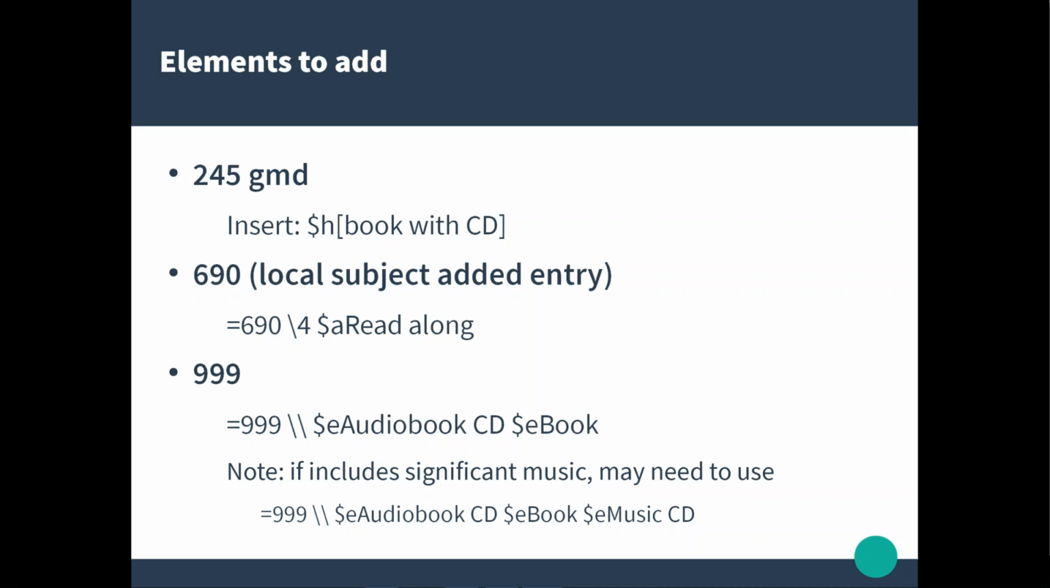All of this helps with making sure that, because the read along has these multiple components, because there's the CD and there's a book, having both of these in the 999 just helps make sure that the item is coming up under both categories when people are doing searches.